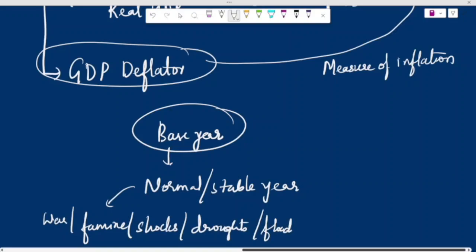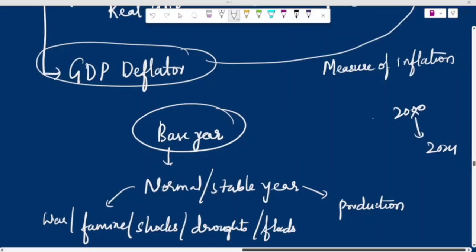Okay, then prices should not be volatile, prices should be fixed. Then the production basket is nearly the same. For example, if I compare 2024 with 2000, it will be very difficult to compare, because in my basket in 2000 I'll be having a keypad mobile phone, but in 2024 I'll be having an Android phone or iPhone. So the basket will be different. So the production basket must be the same.